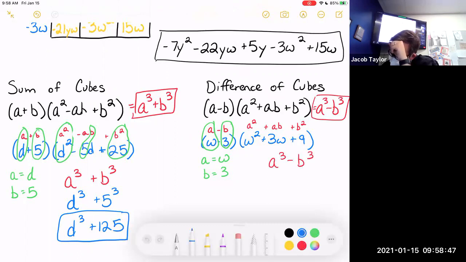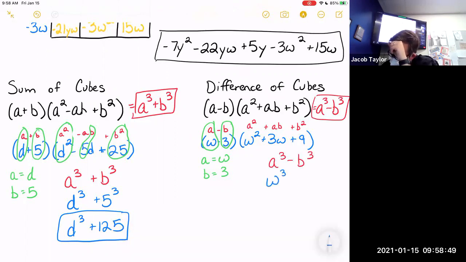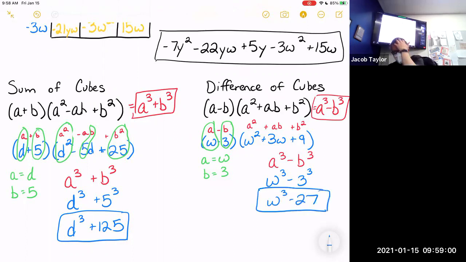Since in this problem, the a was replaced with w, it'll be w cubed minus 3 cubed, which is a great way to write the answer, but 3 cubed is 27, so we could also write 27 as the answer. Now, what I would like to point out to you is that this is a shortcut.